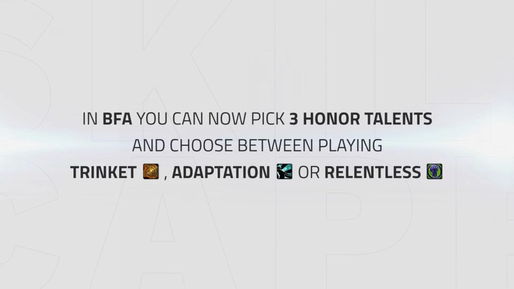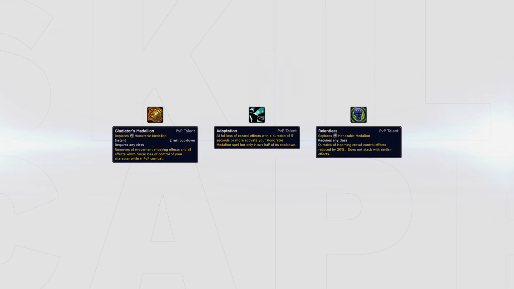In BfA, you can now pick 3 on the talents and choose between playing Trinket, Adaptation or Relentless. Trinket should almost always be played as a Resto Druid in a 3 vs 3 situation. Adaptation could be useful in 2s, depending on what you face, since you can easily get punished for playing Adaptation. Adaptation works well versus teams that have to kill you in a stun, for example any comp with a DK. Relentless could be used when facing a comp with a lot of CC, for example jungle or PHB.